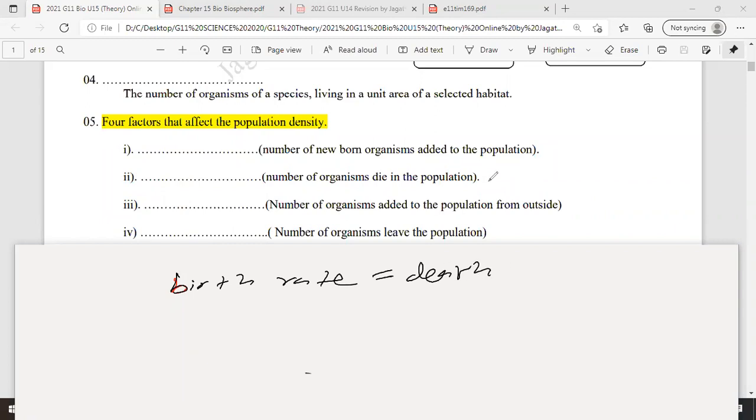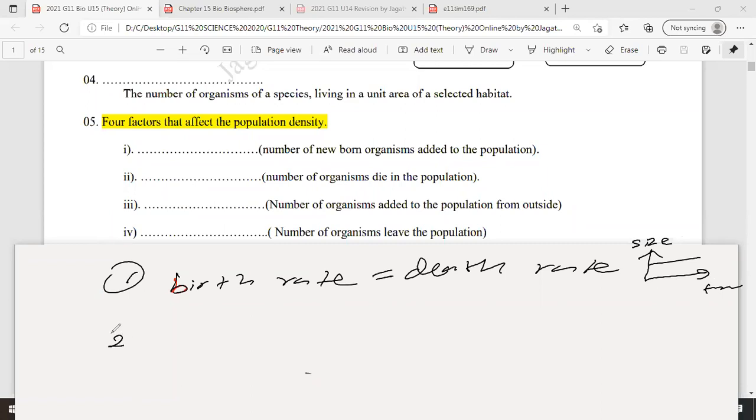Look at the screen, and copy this down. Number one: if birth rate equals death rate, then what? The population remains constant. If you plot the size of the population against time, it remains constant like that, a uniform line. This is the size of the population, and this is the time.